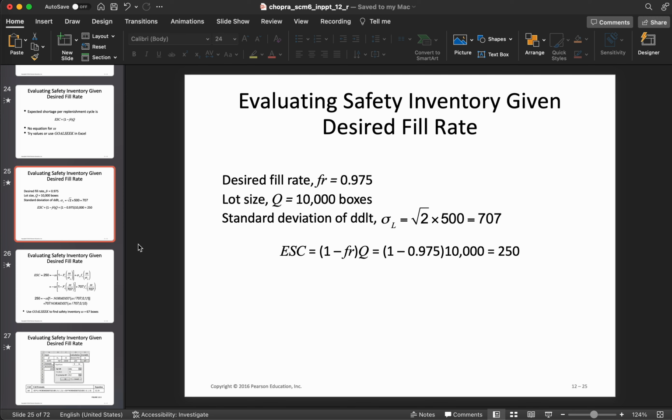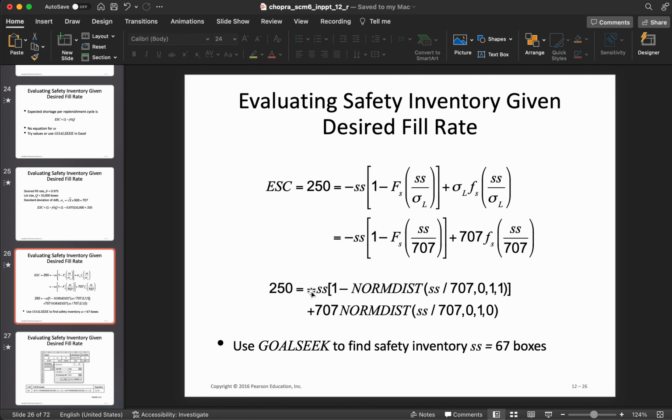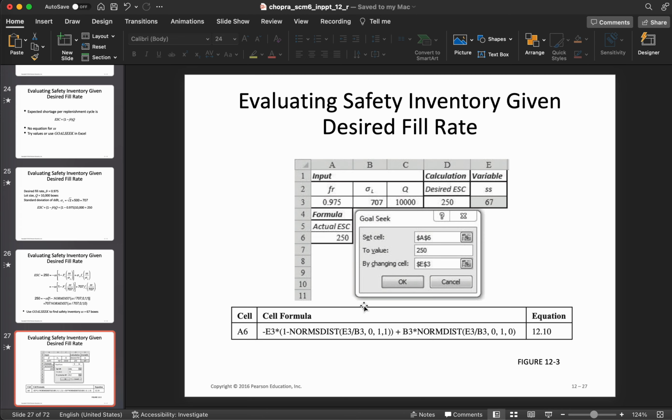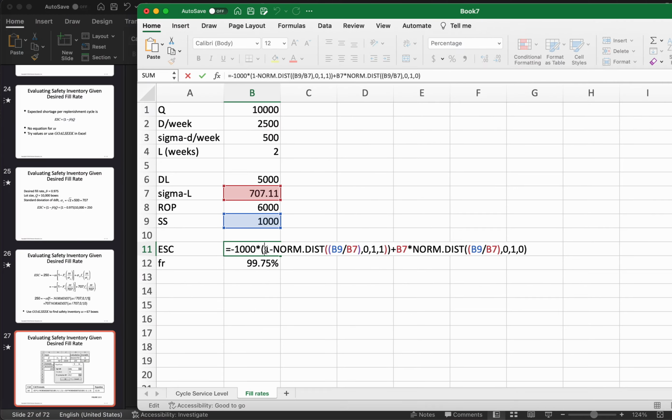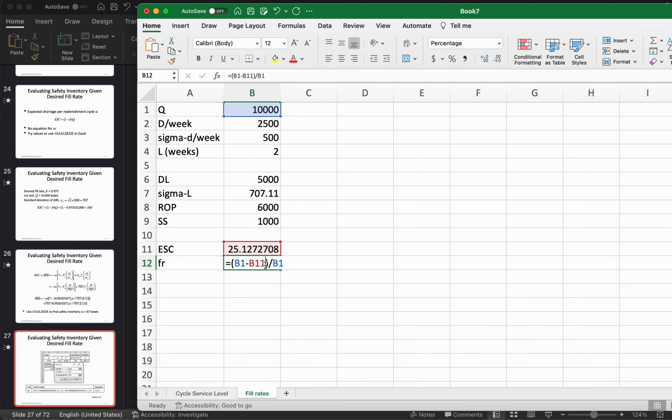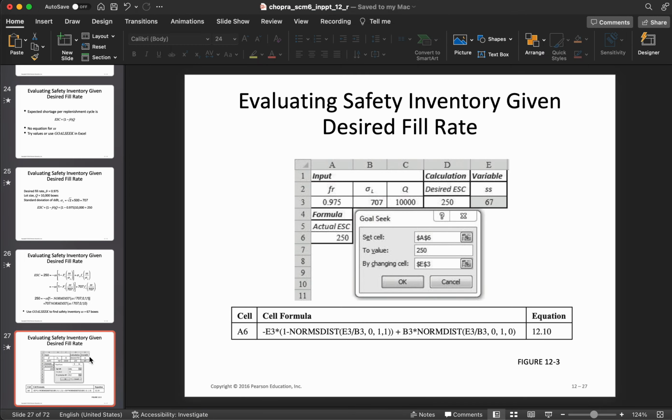If our expected shortage is going to be 250 units, then we have to calculate the cycle service level and safety stock based off of that 250 units, right? So let's see how that calculation is done. This is the formula for the ESC, and the formula for this is based off of that. Let's replicate this.